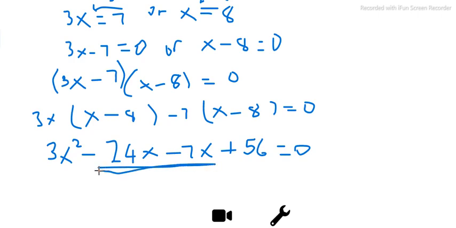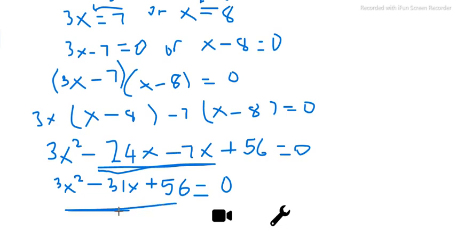This and these are like terms. They both have x and not x squared. So we have minus 24x minus 7x. That's like minus 24 minus 7, that will give us minus 31. So this is 3x squared minus 31x plus 56 equals to 0. So this is the quadratic equation. Thank you.